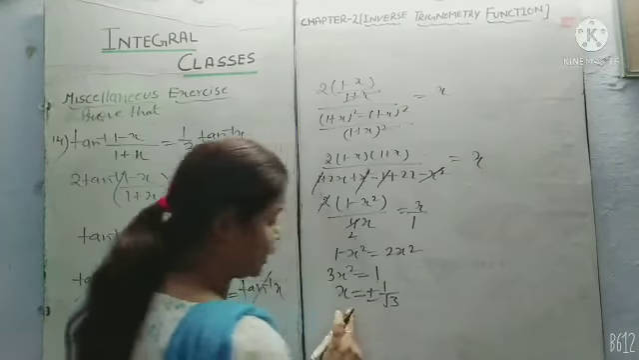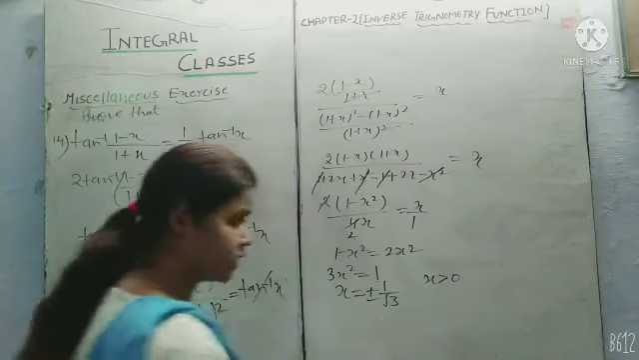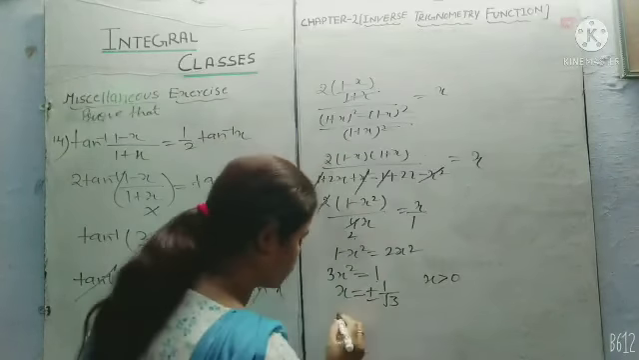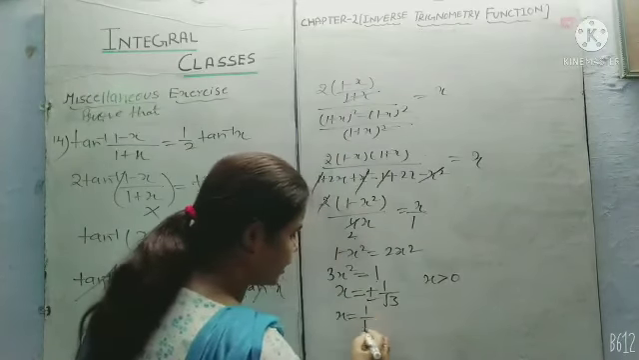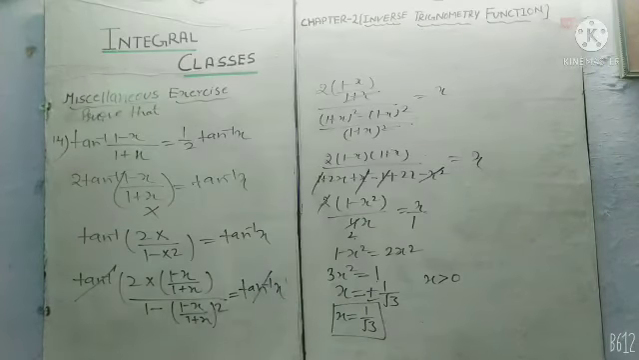We will get two values here, but we will consider the value which is greater than 0. So we will consider only the positive value, x is equal to 1 upon root 3.